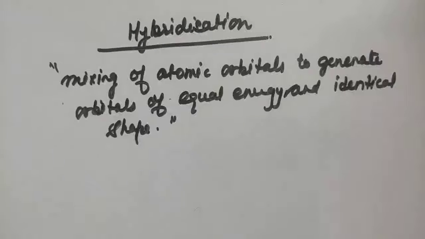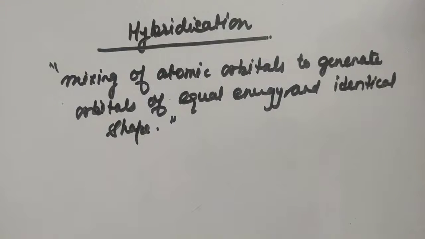Let's start today's video, that is hybridization. Hybridization is the mixing of atomic orbitals of the same atom. The atomic orbitals must belong to the same atom, but they have slightly different energy. These atomic orbitals mix to generate new atomic orbitals which have equal energy and identical shape. This is hybridization. Hybridization can be defined like this.